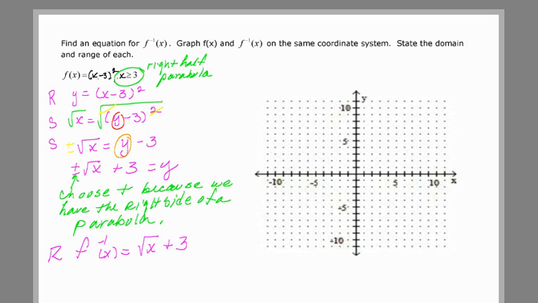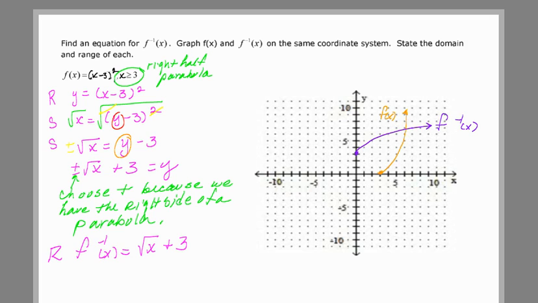So f of x is x minus 3 squared, which is a parabola that's been shifted to the right 3 units. So I'm going to draw half of a parabola that's been shifted to the right 3 units. There's f of x. Now let's graph the inverse. The inverse is the square rooting function that's been shifted up 3 units. So the square root function that's been shifted up 3 units looks like this. There's the inverse.